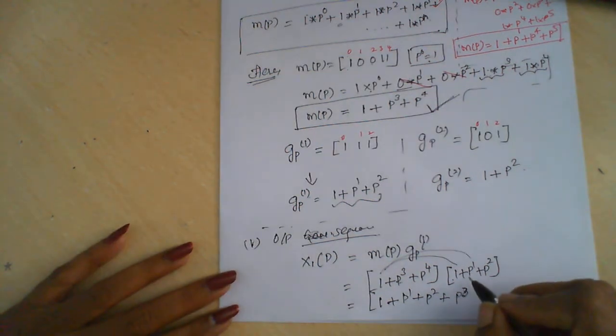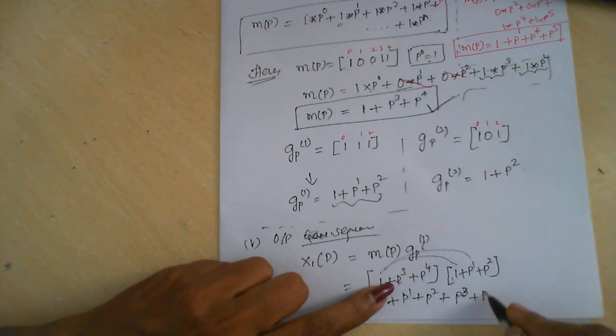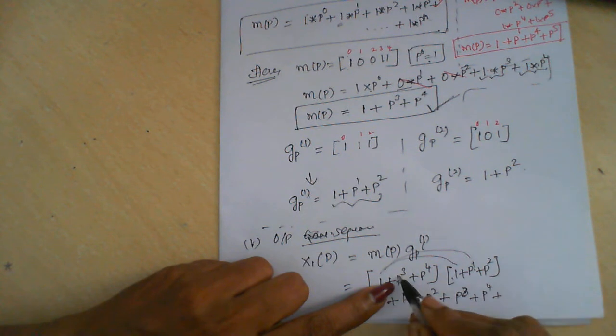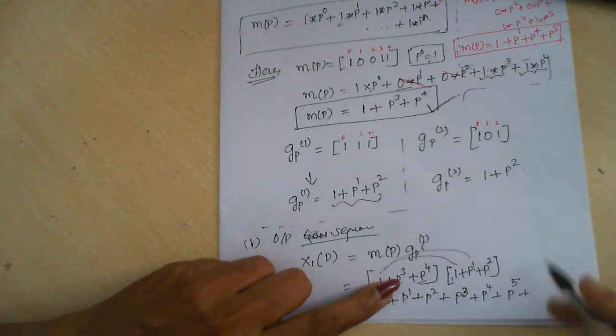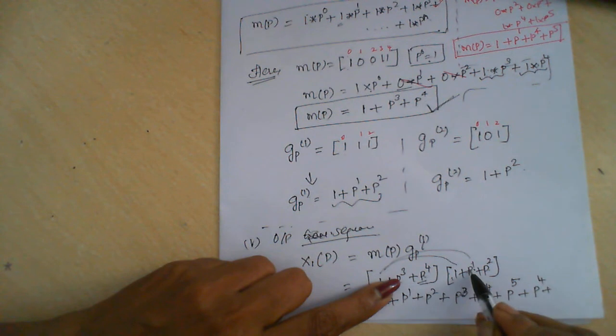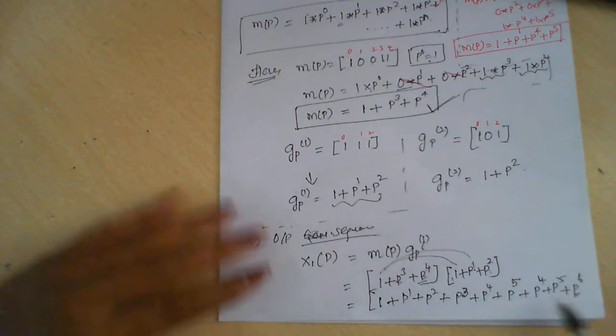So p power 3 into 1 is p power 3, p power 3 into p power 1 is p power 3 plus 1, which is p power 4, p power 3 into p power 2 is p power 3 plus 2, which is p power 5. Again you go for this term p power 4, so p power 4 into 1 is p power 4, p power 4 into p power 1 is p power 5, p power 4 into p power 2 is p power 6, that is 4 plus 2, it is p power 6. So this is the sequence you have obtained.